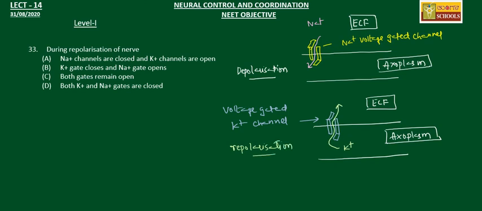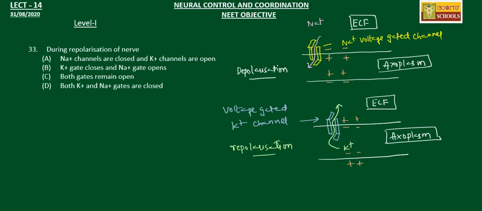So it comes back to the normal charges, that is positive on outside and negative inside. So in depolarization, we have seen here that it has resulted in negative outside and positive inside. So in this case, it comes back to the normal resting state. So repolarization results in that. Now during the repolarization of nerve, the first option: sodium channels are closed and potassium channels are open.